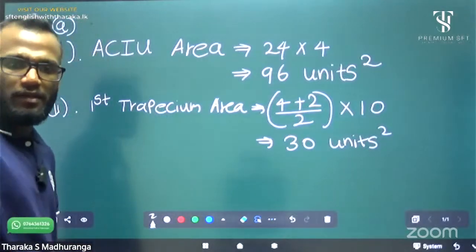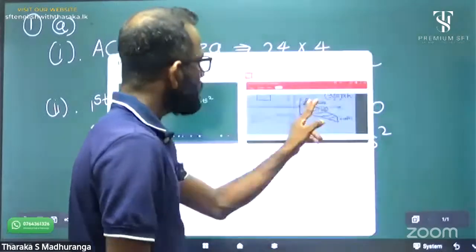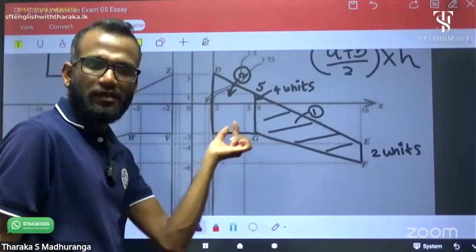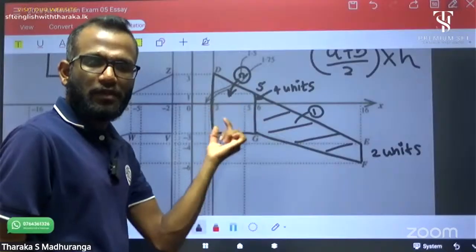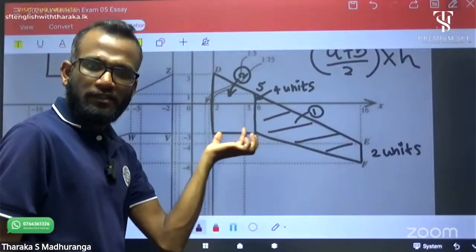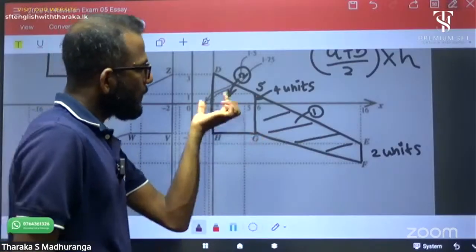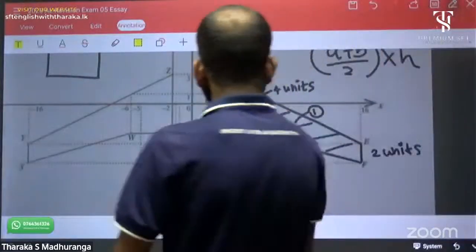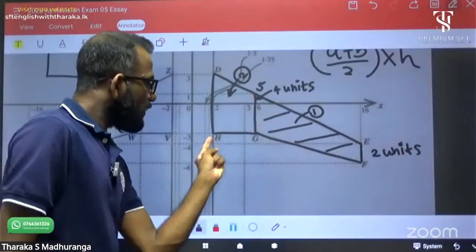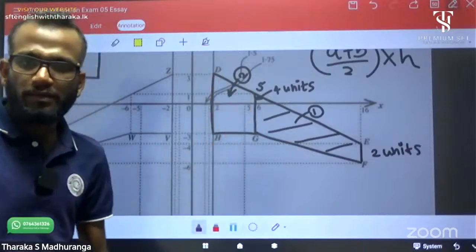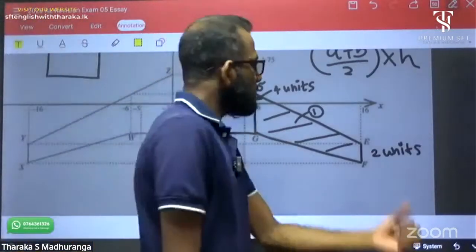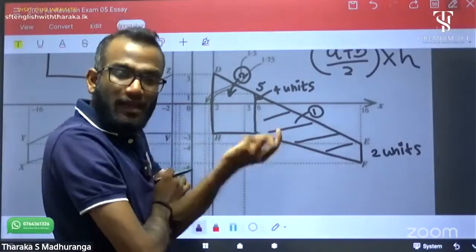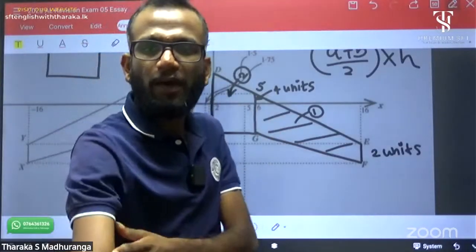Okay, next. What is the second shape? What is the shape of this remaining part, the unshaded part? GH, SD. Yeah, that one is also another trapezium. Why? This is a vertical line, and this DH is also a vertical line. Then they are parallel. That one is also a trapezium. Yes, the remaining part is also a trapezium.